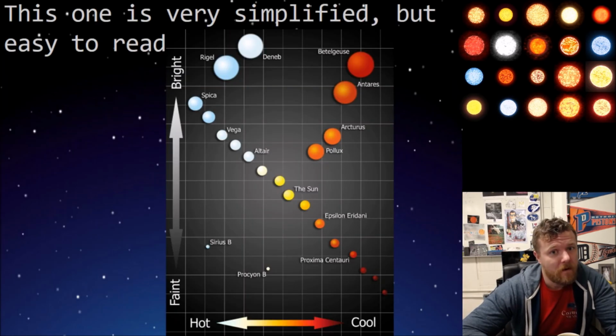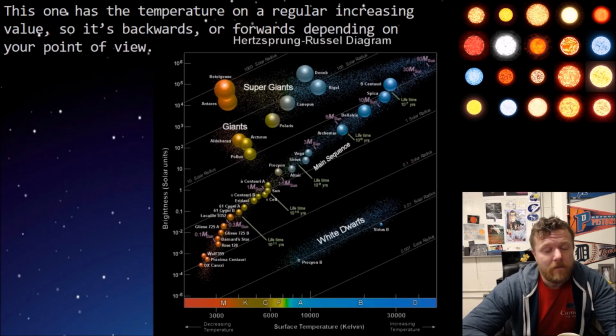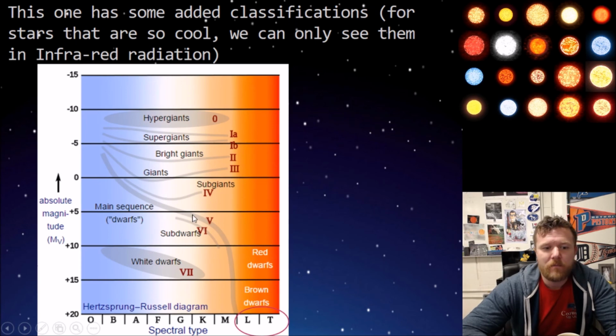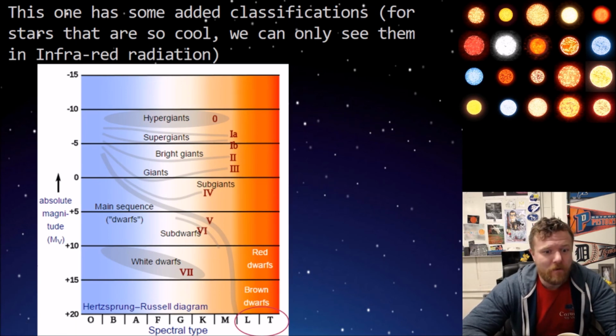Some of them are going to be really, really easy to read, and this one, weirdly, is backwards. So this one has cold stars on the left, and it gets hotter to the right. 99% of the time you're going to see it the other way. So this main sequence looks like it's going up in this direction because it's going from cold to hot as it moves to the right. Most of them are going to be completely different. This one has something brand new for you.